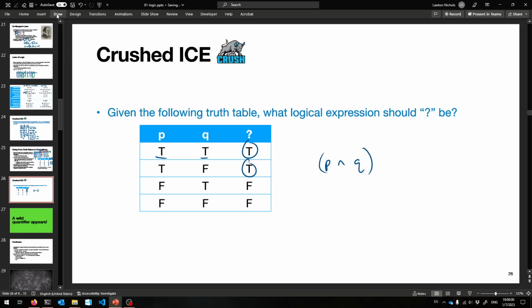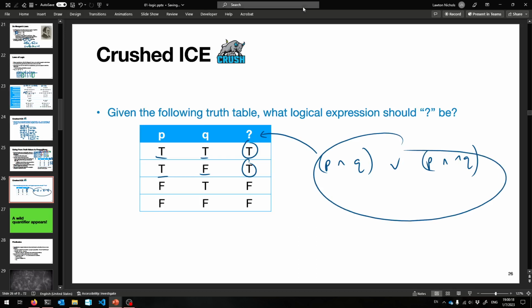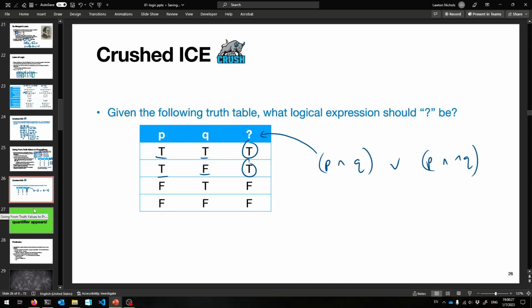All right? And it's true in this case when P is true and Q is false. P is true and Q is false. So it's true either then or then, in either case, so OR. That's what the question mark should be, all right? Make the truth table for this if it doesn't make enough sense. I promise it will eventually. All right, you gotta definitely try these. So that is the answer, okay?